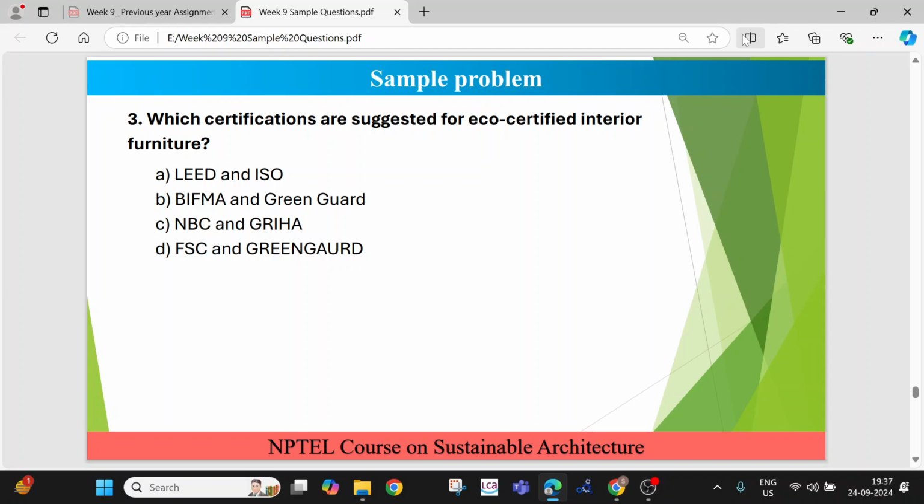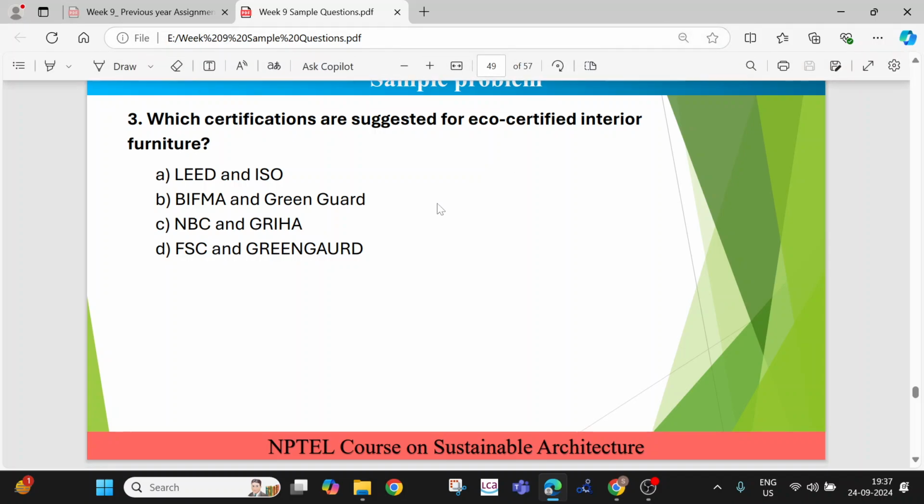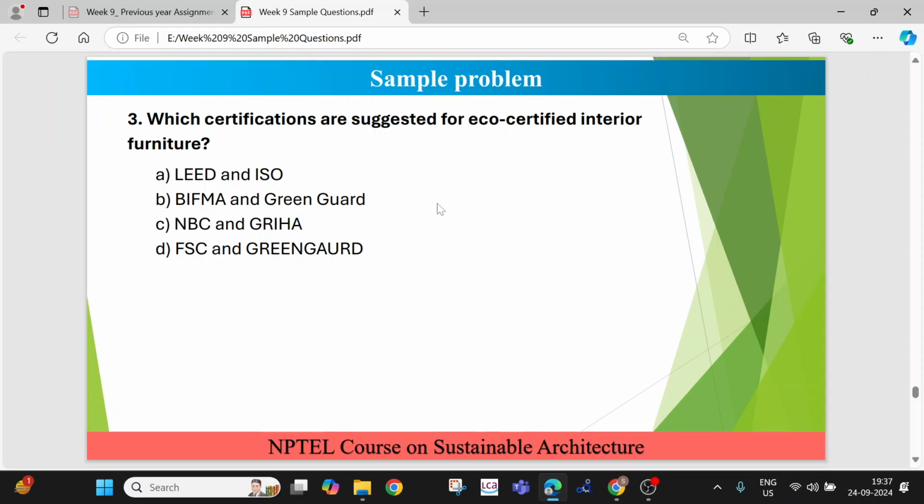Let's move to the third question. Which certifications are suggested for eco-certified interiors? When you are doing the eco-certification of the interiors, which of the following organizations or guidelines provide you the certification out of the four options? Option B, sir. So this time also you have answered it correctly. Option B is the right answer.